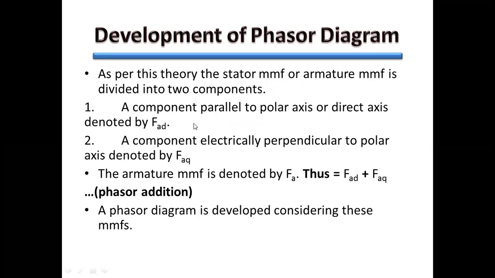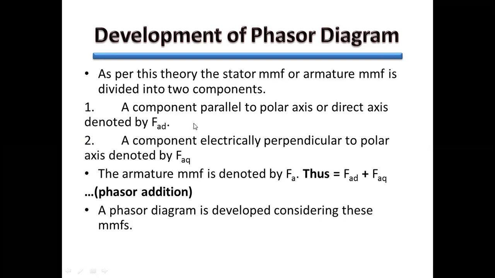As we know, the magnetic flux is a result of magnetomotive force, MMF. So as per this theory, the stator MMF or armature MMF is composed of two parts or two components, one along direct axis denoted by FAD. It is the MMF of armature along direct axis, and FAQ, MMF of armature reaction along quadrature axis.